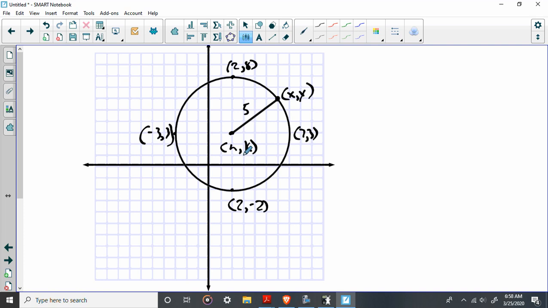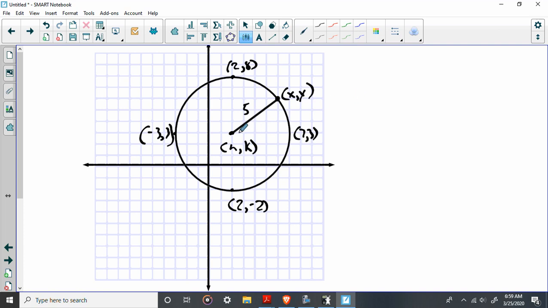We definitely use H and K as the vertex of an absolute value function. So if that doesn't ring a bell, that's okay. We can go over that if you need to. So how do I find the distance between H and X? And how do I find the distance between K and Y?